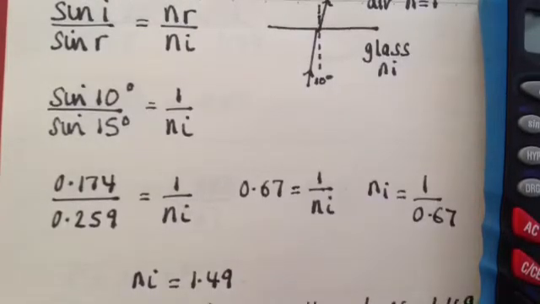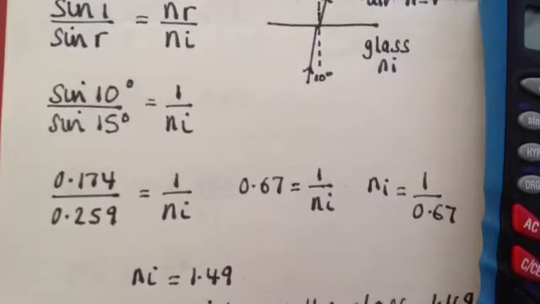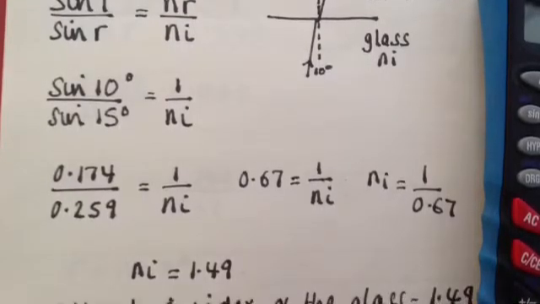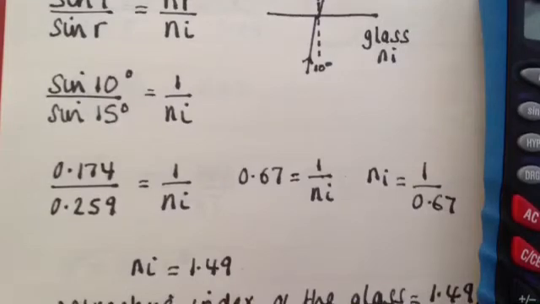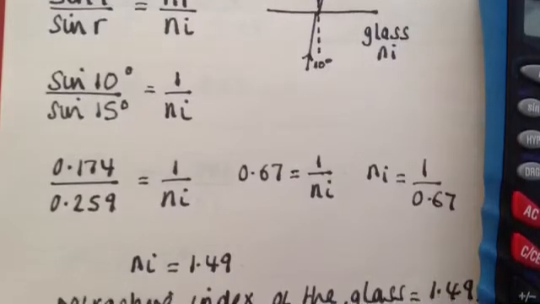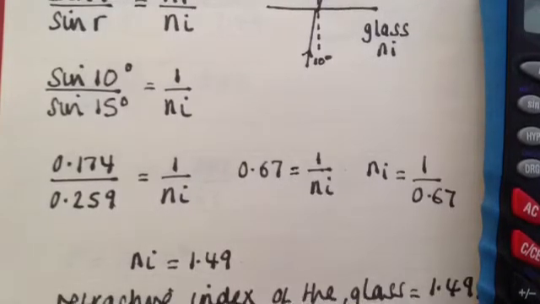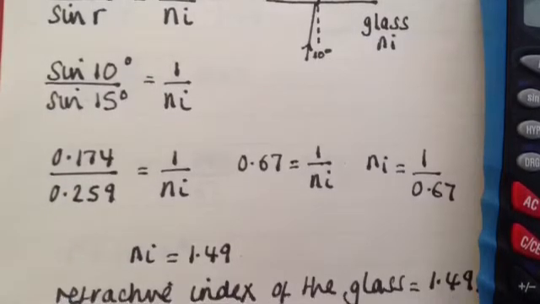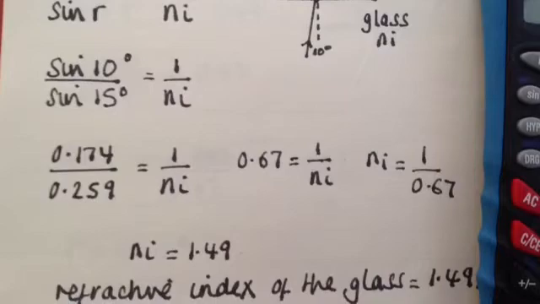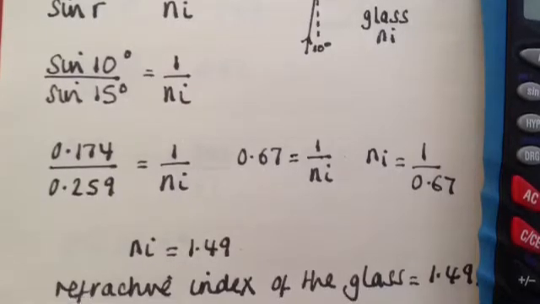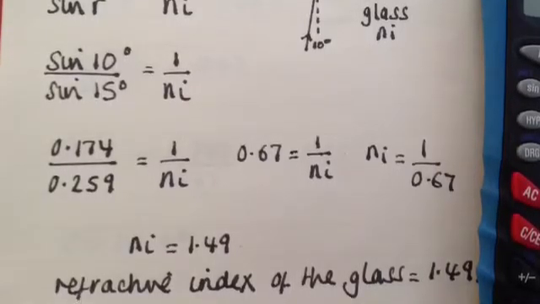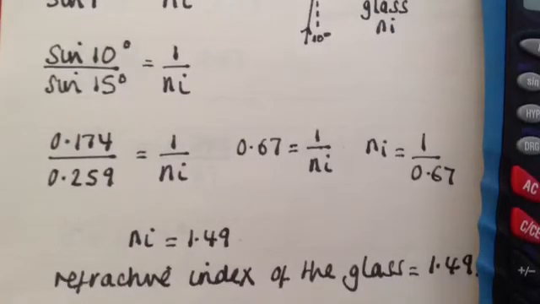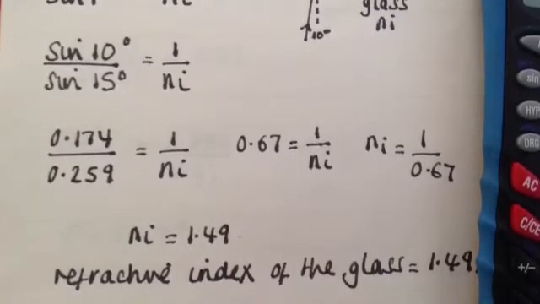So for our results of an angle of incidence of 10 and an angle of refraction of 15, sine of 10 degrees divided by sine of 15 degrees is equal to 1 over ni, because the refractive index of air is 1. So I have calculated on my calculator 0.174 divided by 0.259 when I've worked out the sines of these two angles, and I've rounded those. So that's equal to 1 over ni.